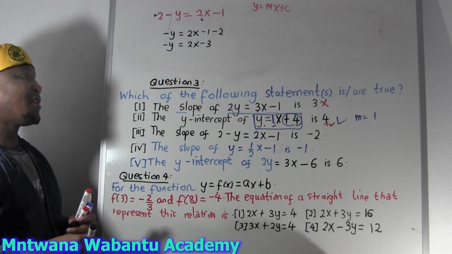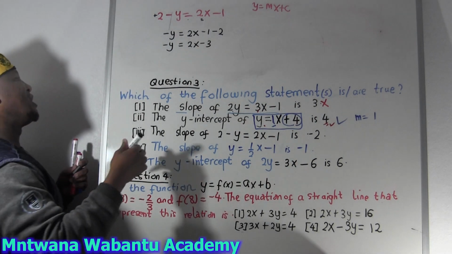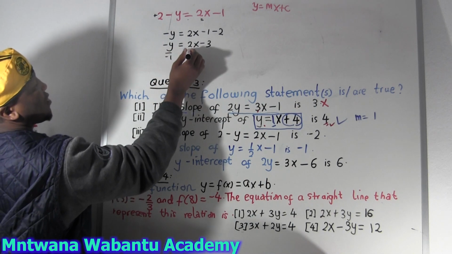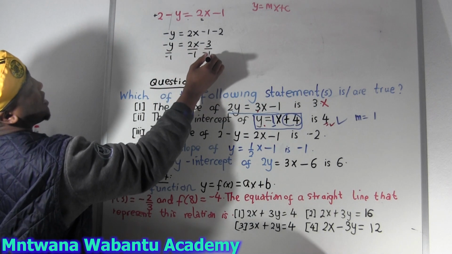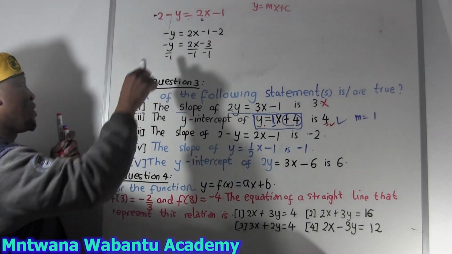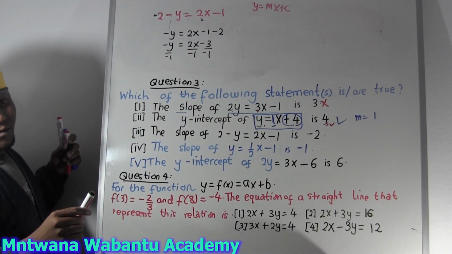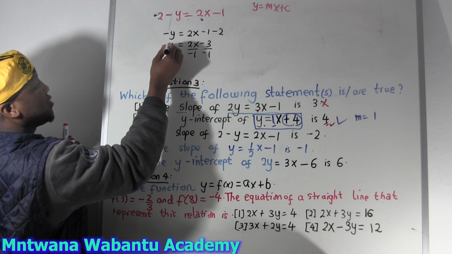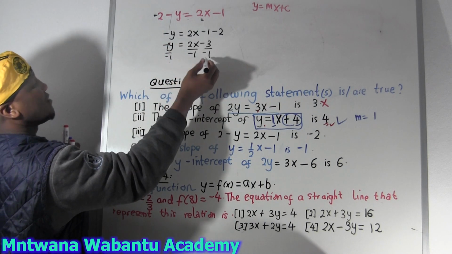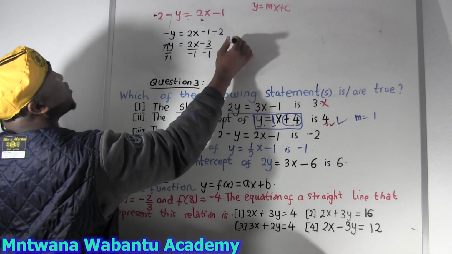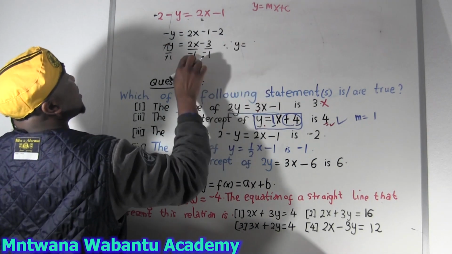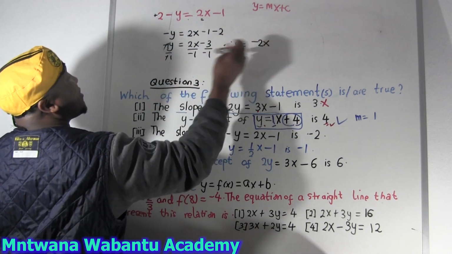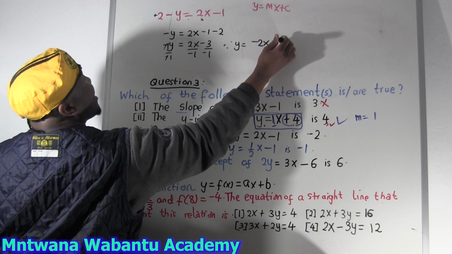We're going to divide by negative 1, because it is standard form, but not yet. We don't need this negative. So divide by negative 1 throughout. Negative y means there's no number, which means it's 1. So we are left with y equal to negative 2x divided by 1, negative 2x, plus 3 over negative 1 equal to 3.